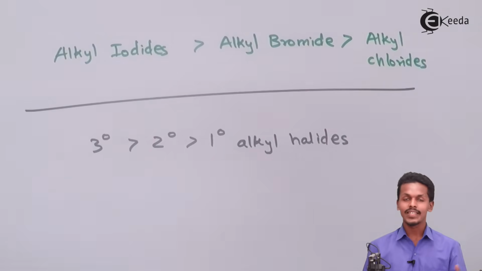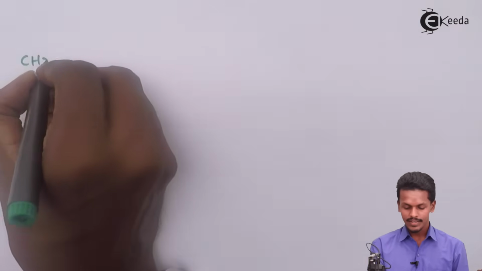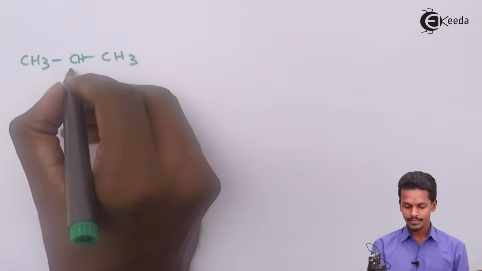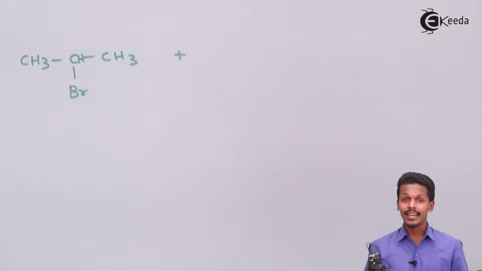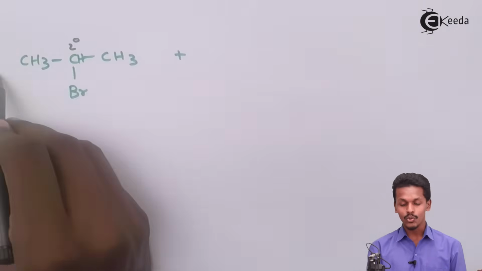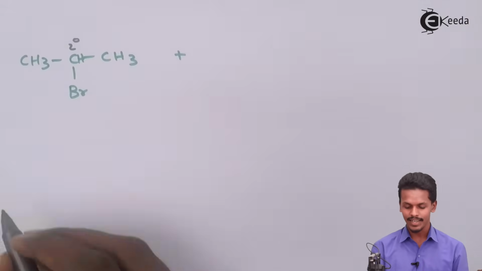Now in this case, let me give you an example of a secondary alkyl halide, because the primary one has already been done. So suppose we have an alkyl halide which is nothing but a secondary alkyl halide. The reason it is known as a secondary alkyl halide is that the bromine is attached to a carbon atom, and that carbon atom is attached to two different carbon atoms, making this a secondary alkyl halide.